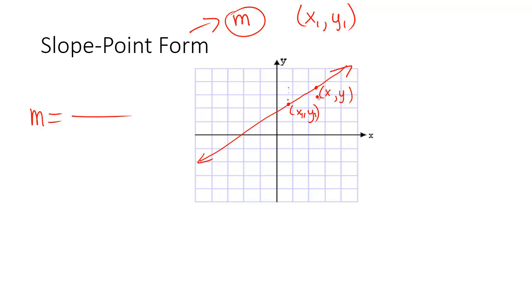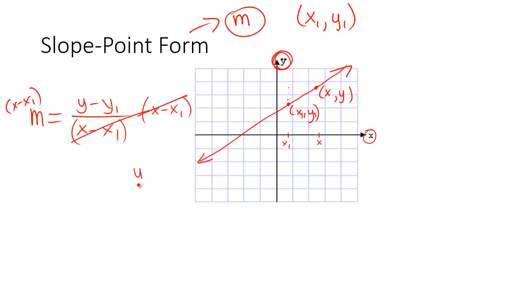X minus x1. So x's are down here, so then that would be the run, actually, right? So the run would be x minus x1, and what would the rise be? Okay. So if we took this and multiplied both sides by x minus x1 to get rid of the denominator, we essentially have y minus y1 on this side and m times x minus x1 on this side.